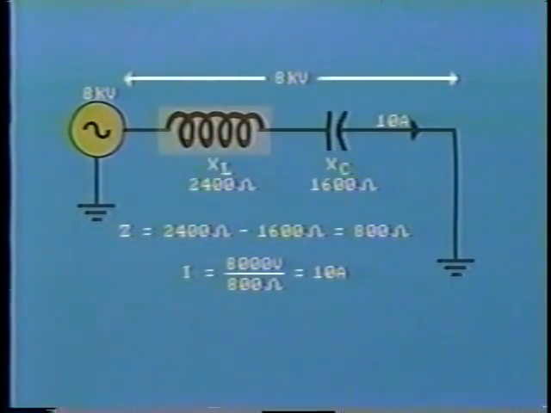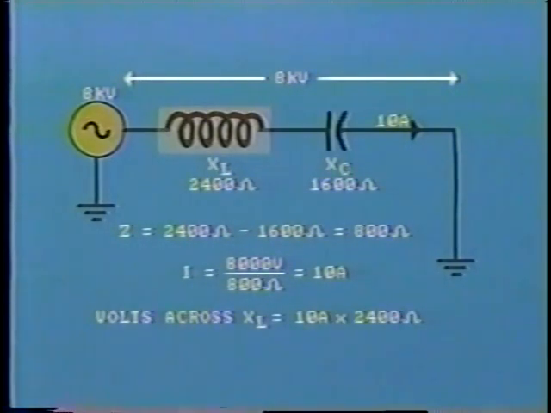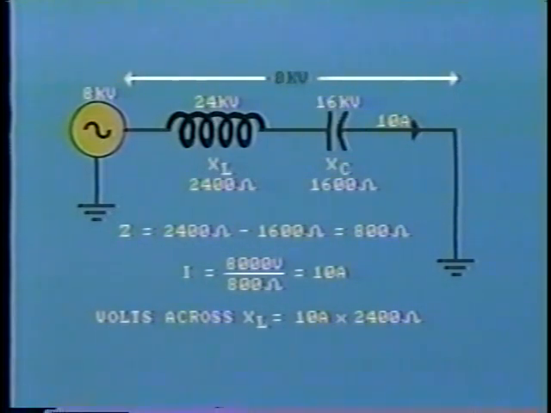But what is the voltage drop across the inductance only? Well, here we have 10 amps times 2,400 ohms equals 24,000 volts. Similarly, we have minus 16,000 volts across the capacitance. So although only 8 kV is applied across the total circuit, we have very high voltages in individual parts of the circuit. And this is precisely what happens when we have ferroresonance in the power system.